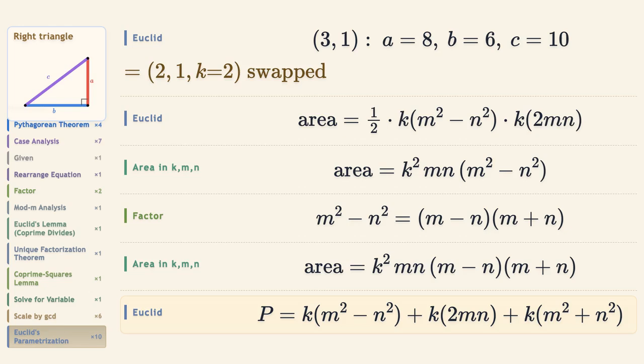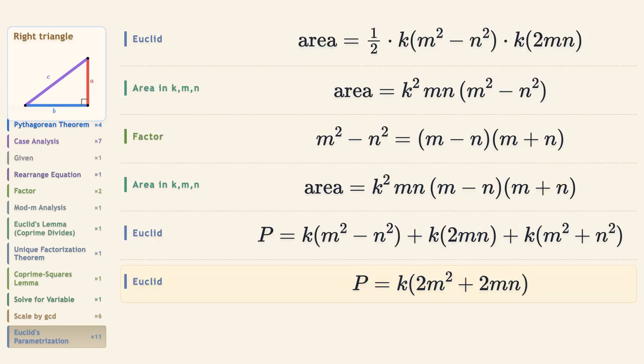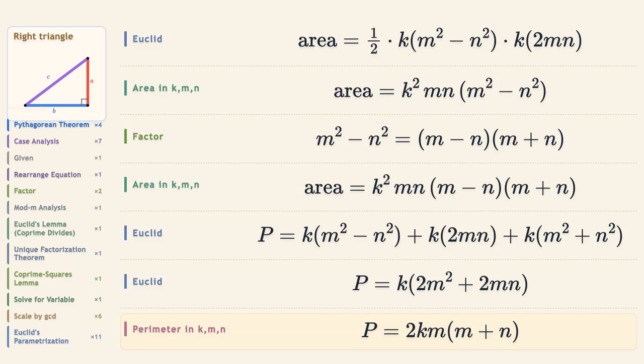Perimeter equals k times (m² minus n²) plus k times 2mn plus k times (m² plus n²). The n² terms cancel, leaving k times (2m² plus 2mn). Factoring out 2km gives p equals 2km times (m plus n).